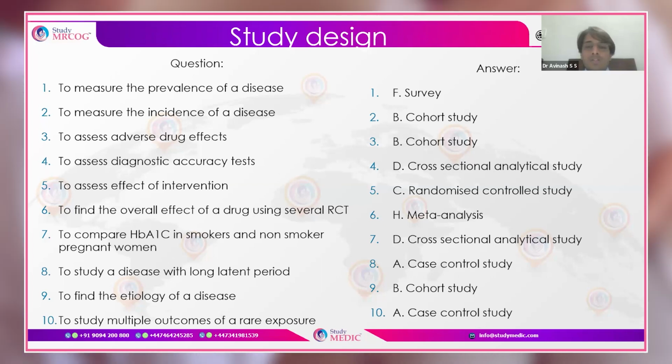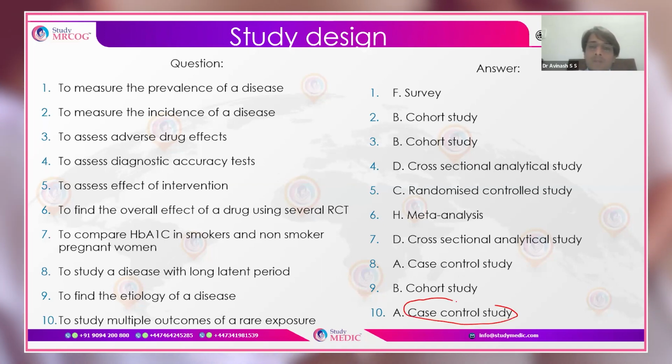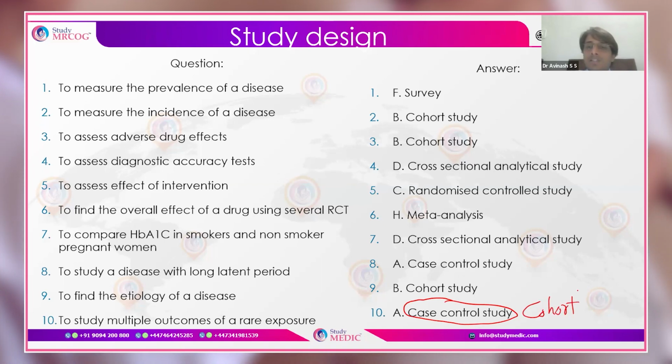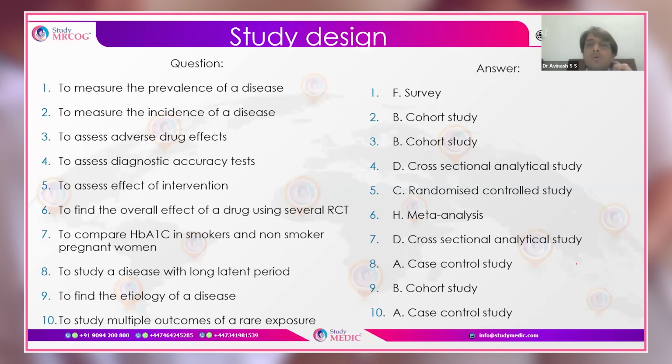This is a type of prospective study, not a case control study. So to study multiple outcomes of a rare exposure, it is not actually a case control study. It is the cohort study design, because for the rare exposure, we need to follow them up and study the multiple outcomes. For a case control study design, we can study the multiple exposures of a rare disease, as we have discussed earlier. Okay, so please take note of it.